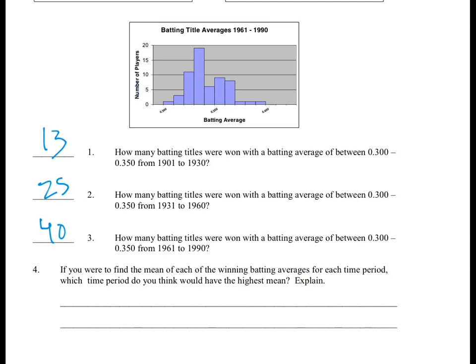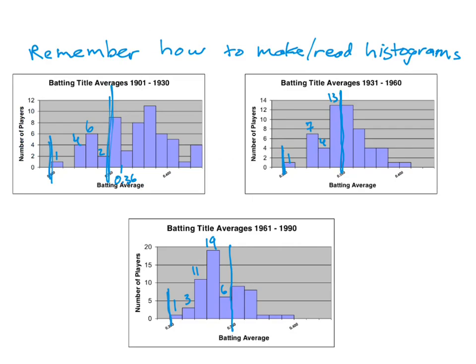And then we got question 4. If you were to find the mean of each of the winning batting averages for each time period, which time period do you think would have the highest mean? And then explain. All right. So let's look at these graphs here. Remember, the mean is the average. And typically the average of a normal set of data is really close to the median, and that's kind of like the middle of the data. An average is a center.